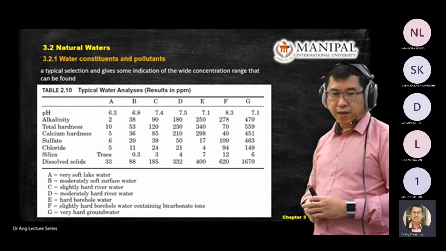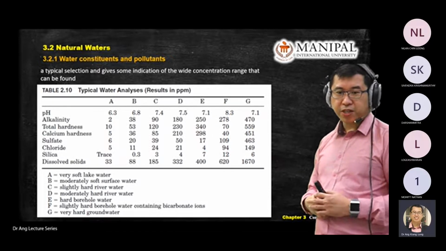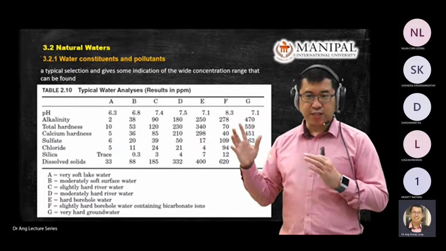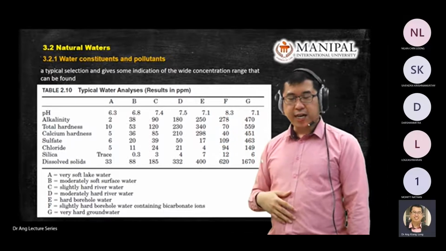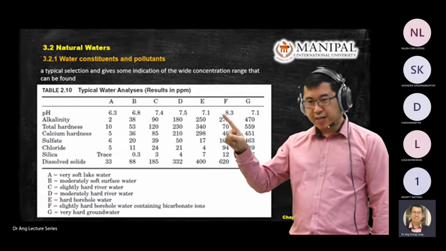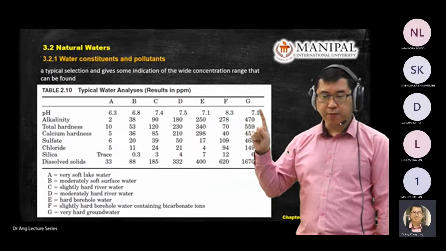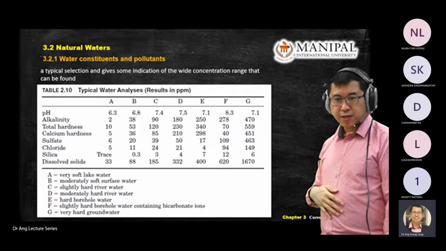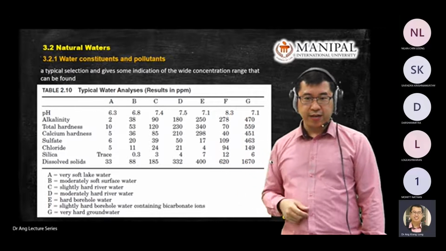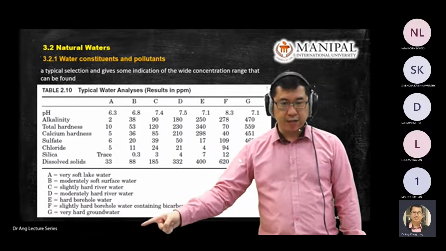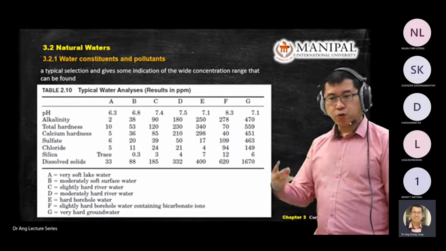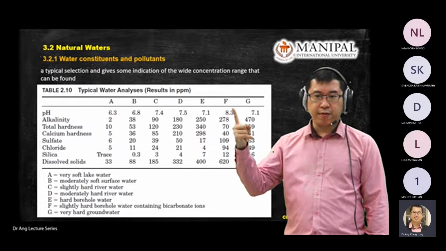So if the pH, let's say I pick a very drastic example. Let's say you send a sample into the lab, and the first line in the report gives you pH 7.1. So from pH level 7.1, it gives you E and G, right? So what are E and G? You read from the legend here. E is hard boiled water and very hard groundwater. You have two possibilities if the pH gives you 7.1.